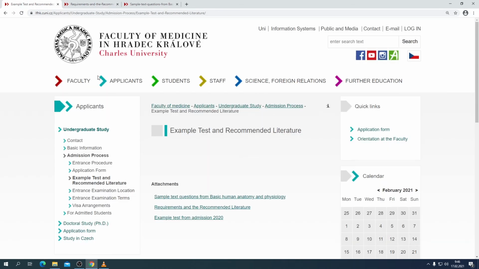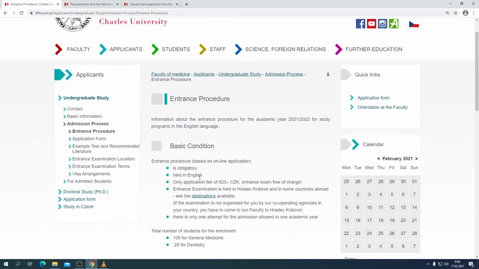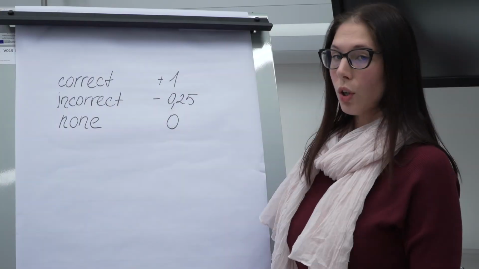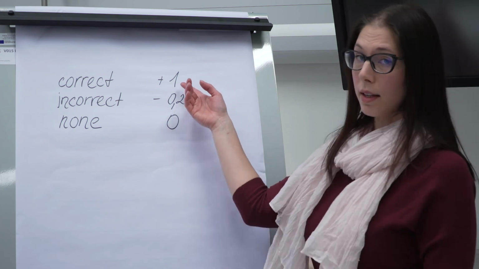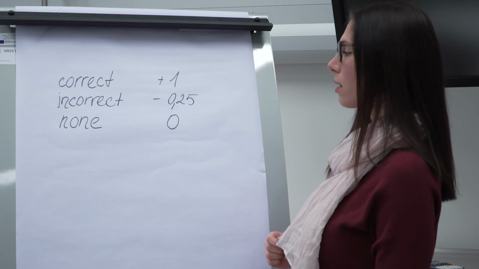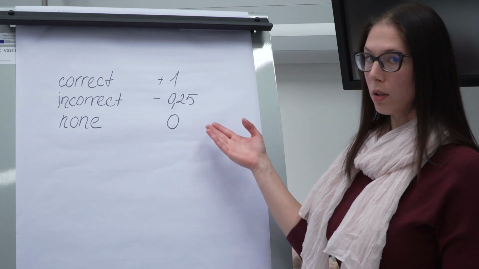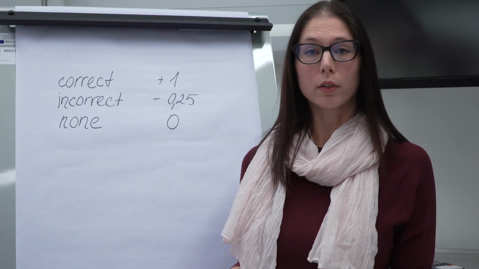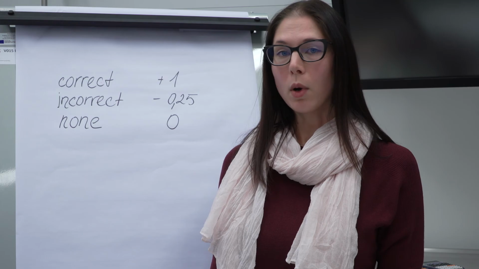If you go to the section named Entrance Procedure, you will find all the conditions for the entrance examination itself. The important things to remember are that there is only one correct answer for each question, and there is negative marking. You will get 1 point for a correct answer, lose a quarter of a point for an incorrect one, and if you don't answer the question at all, it means 0 points. So it doesn't really pay off to guess. Rather, think your answers through carefully, and if you're unsure, just leave them unanswered.